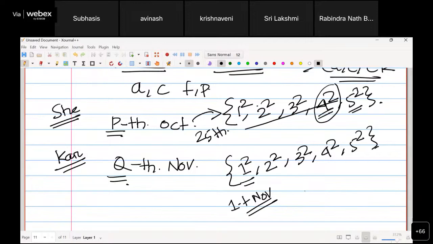Probably this one and this one, or probably these two things will give it. So 25th October and 4th November. Yeah, you compute. It's not a big deal.